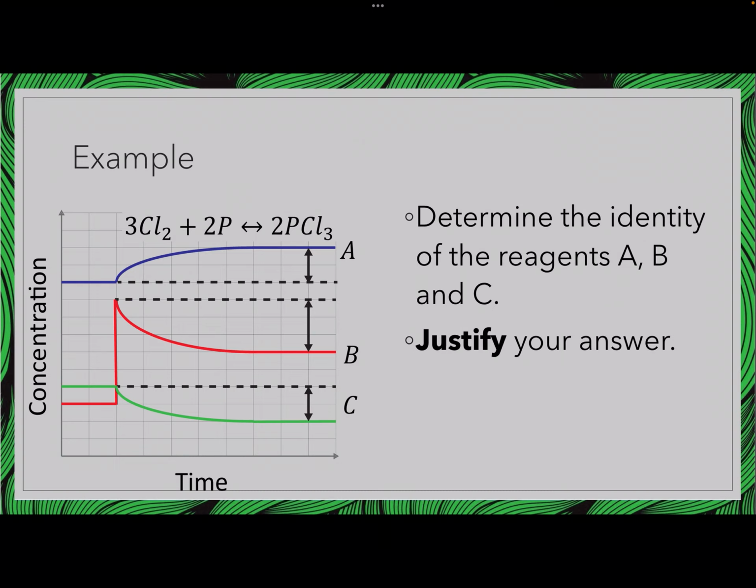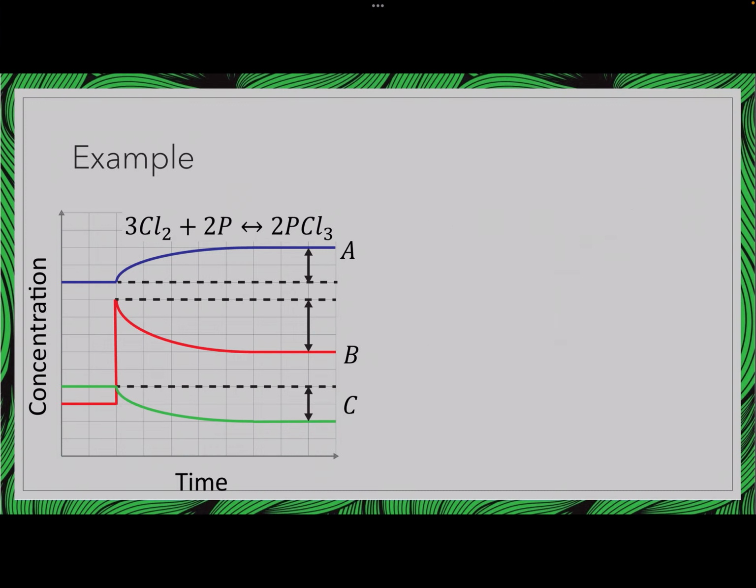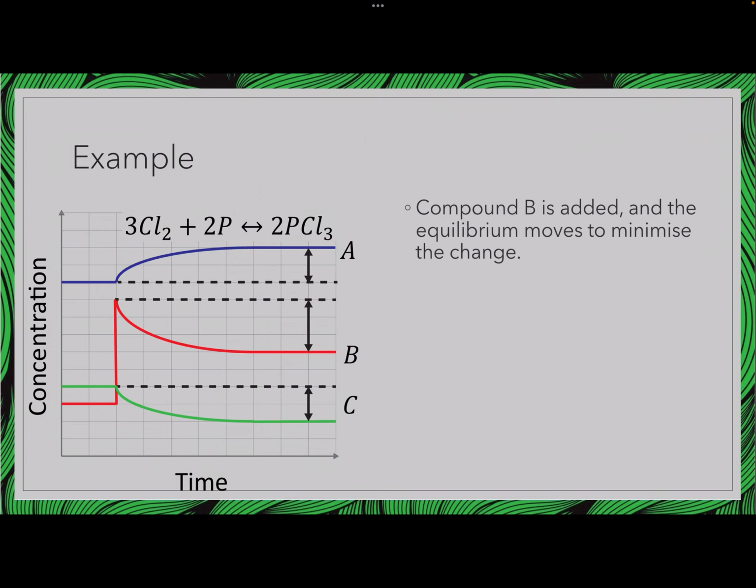Okay, so our answers. Let's have a look. If we look carefully, we can see one of the reactants is going up and there's 2 going down. Now, if we look at our reaction, there's 1 product and 2 reactants. So it stands to reason that A is PCl3. The concentrations of B and C go down, A goes up. There's 1 product, 2 reactants, so A is PCl3.